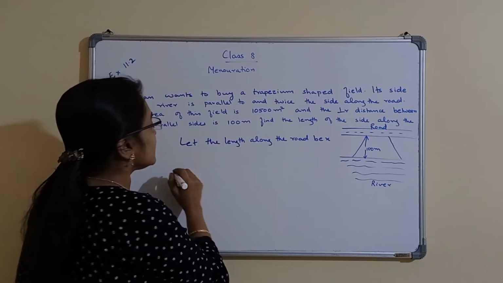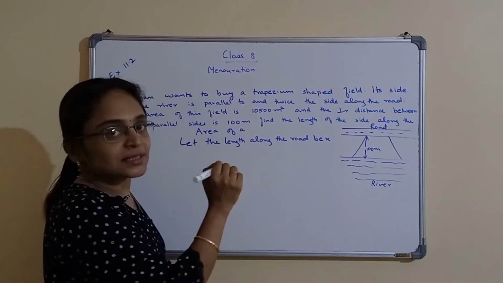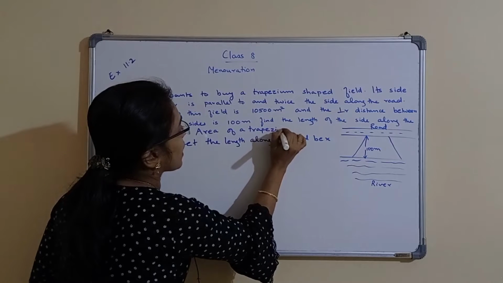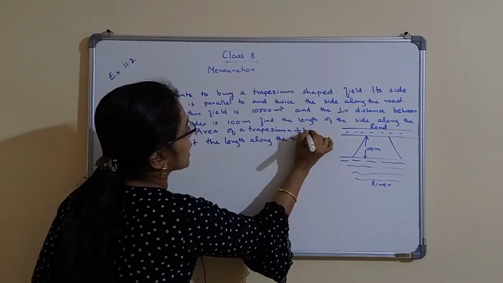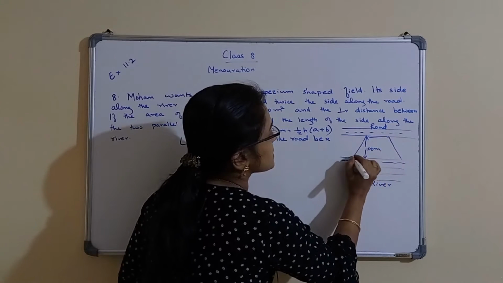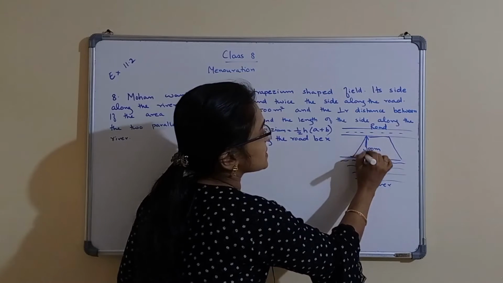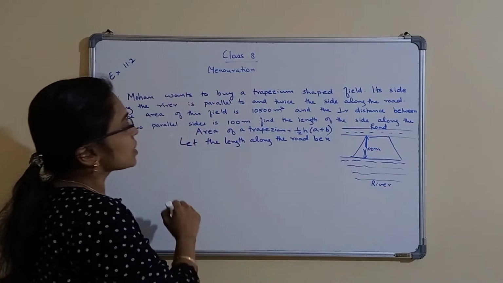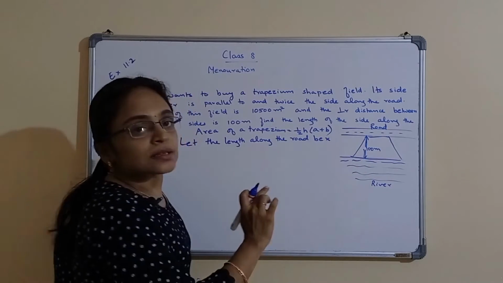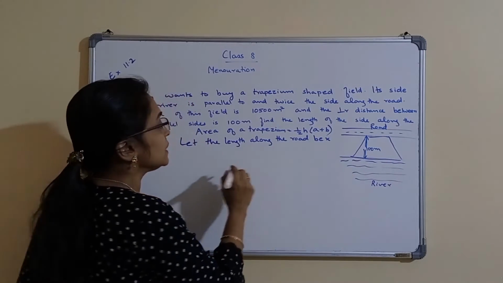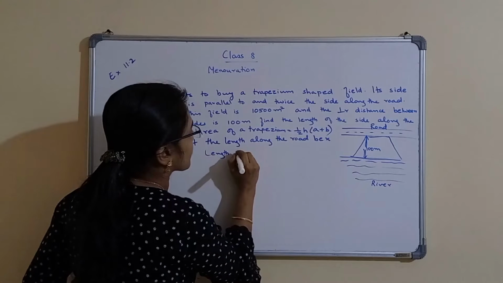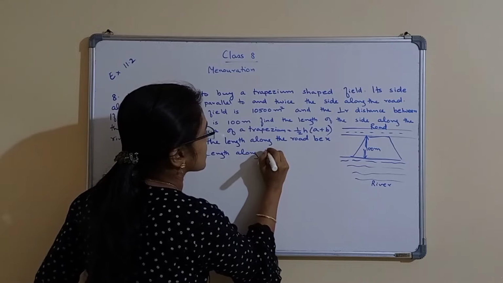And area of a trapezium. Let us write that here. Area of a trapezium is equal to half h into a plus b, where a and b are these lengths and h is this height. Okay, so we are taking the length along the road as x. So the length along the river will be 2x.